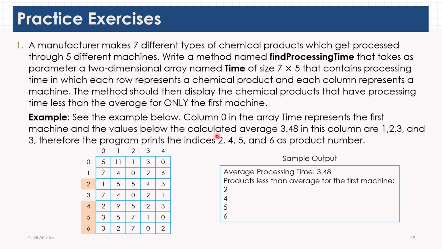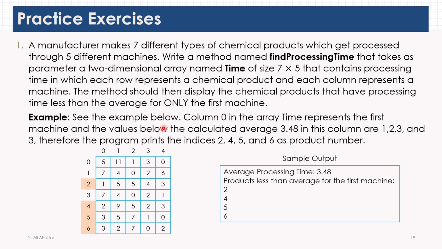And the values below the calculated average, because after finding the average, which was 3.48, the values below this average can be found on product 2 because 1, product 4 because 2, product 5 because 3, and product 6 because 3, and all of these processing times are less than 3.48. However, for product 1, it takes processing time 7, which is greater than the average. So it should not be printed by this method. And this is a sample input-output. The output first prints the average processing time for all machines, and then it prints the product numbers whose processing time is less than the average for the first machine.